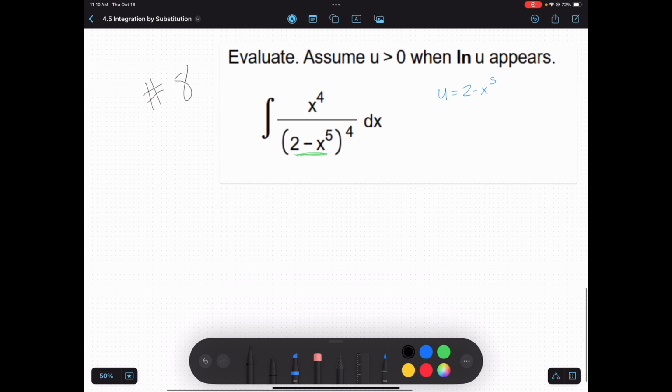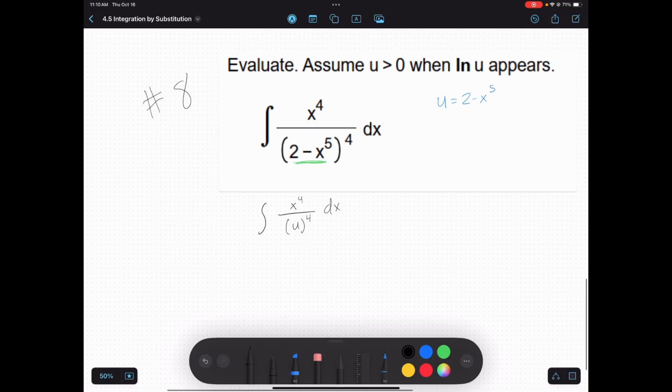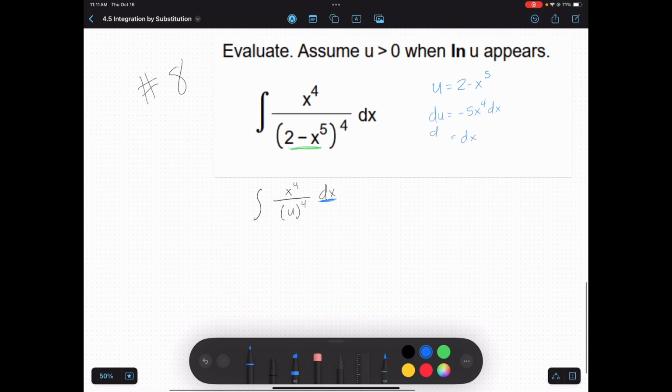Well, I can go ahead and make that substitution, and that leaves me with x to the 4th over u to the 4th dx. But remember, for me to actually be able to integrate this, I need to switch dx as well, right? I need to switch dx in terms of du. How do I do that? By taking the derivative of my inside function, of my substitution. And so I get negative 5x to the 4th dx as my derivative. Solve for dx, and I get du is equal to negative 5x to the 4th.